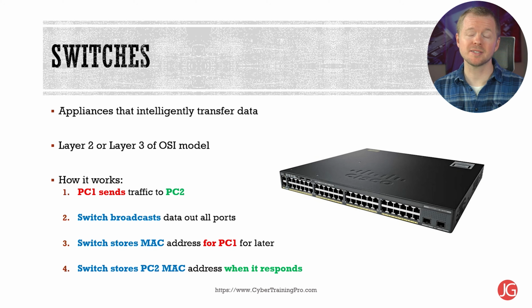First, computer 1 sends traffic to computer 2, including the MAC address of computer 2. Since the switch doesn't know where computer 2's at, it's going to forward traffic out of all the ports. At this point, the switch is going to store the MAC address from computer 1 that it just learned about in case it needs it for later. Computer 2 is going to hear this and respond back to computer 1 with its MAC address, and then the switch is actually going to store the MAC address for computer 2 in its memory for later use.